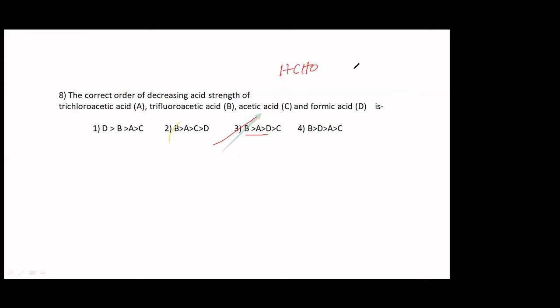HCOOH, CH3COOH. This has got a CH3 group which is electron releasing. Formic acid doesn't have that. That is the reason it is more acidic than the other one. Okay, fine. The other two are quite obvious. So your correct option is B greater than A, greater than D, greater than C. Fine. Let's go to the next question.